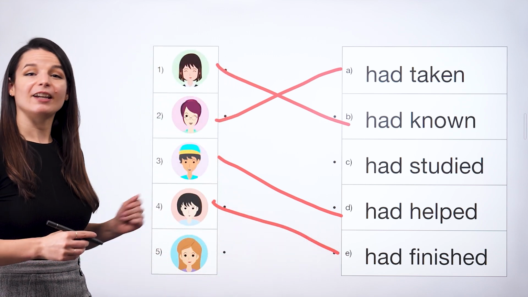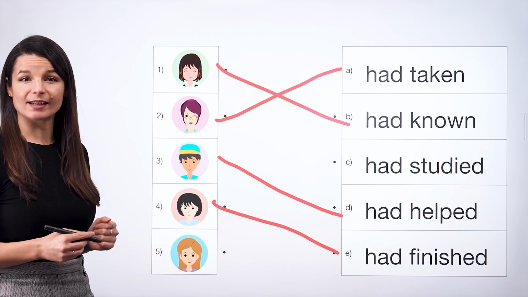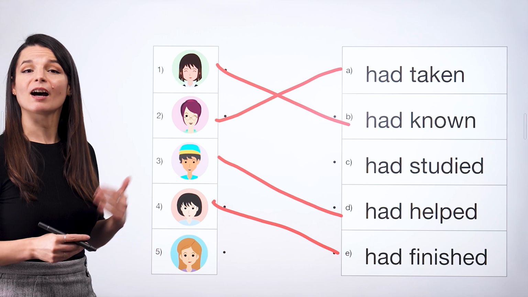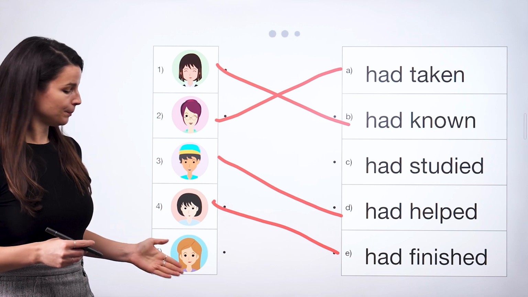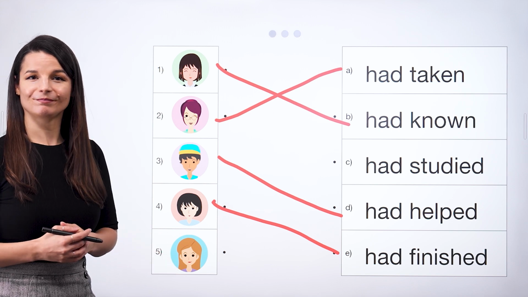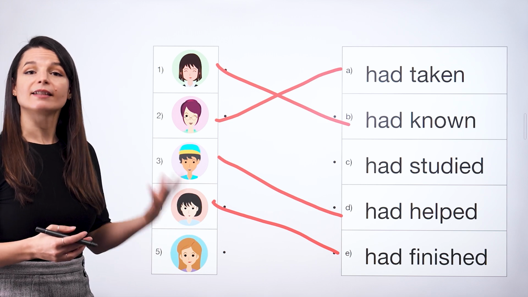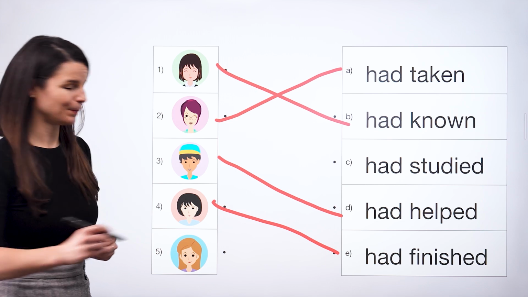And if I had studied, I would have passed the test. One more time. If I had studied, I would have passed the test. Did you hear had studied? Had studied is the past perfect here.